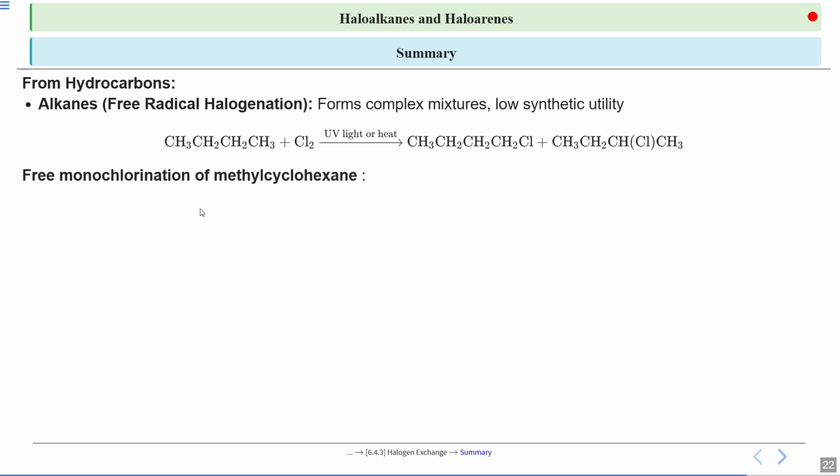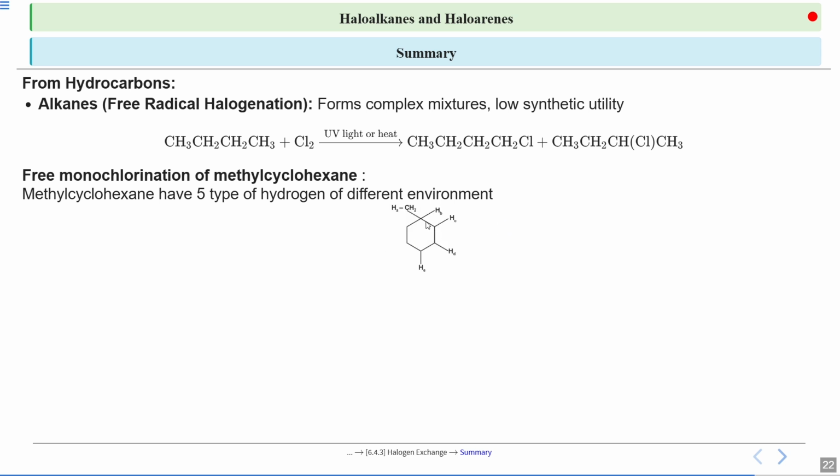Next, free radical monochlorination of methylcyclohexane. Methylcyclohexane has 5 types of hydrogen in different environments. So you can see we have an example of methylcyclohexane. Cyclohexane means a 6 carbon cyclic structure, having a CH3 at one of the carbons. So it has 5 types of hydrogen in different environments.